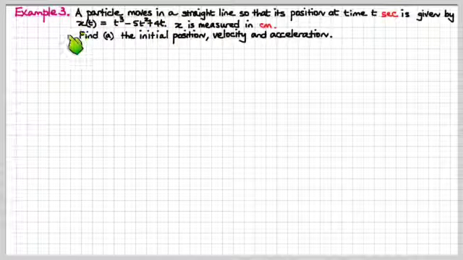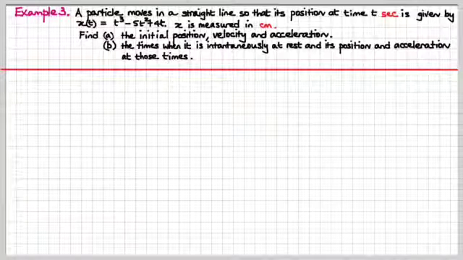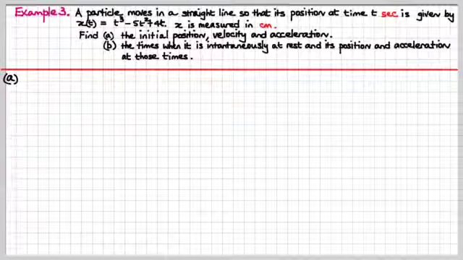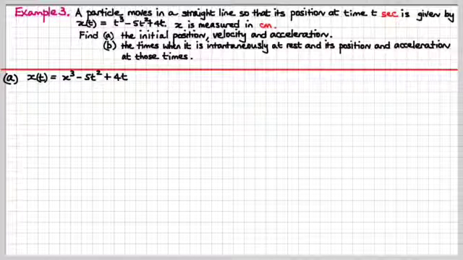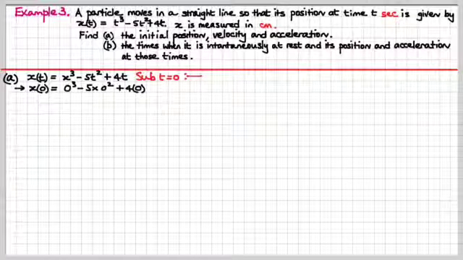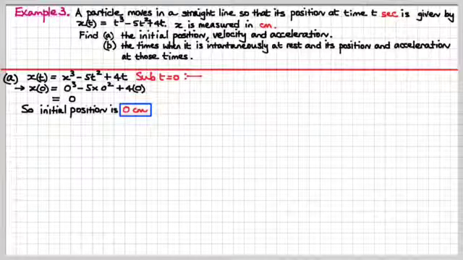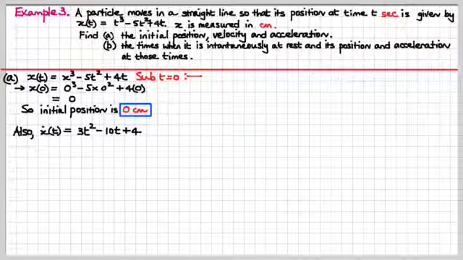Now, what are we doing here? A: find the initial position, velocity and acceleration. And B: the times when it is instantaneously at rest, and its position and acceleration at those times. Right. Initial position is easy: plug in t equals 0, and it looks like it's at 0. It's at the origin, guys. Now we're doing the derivative of the position function, and we get that.